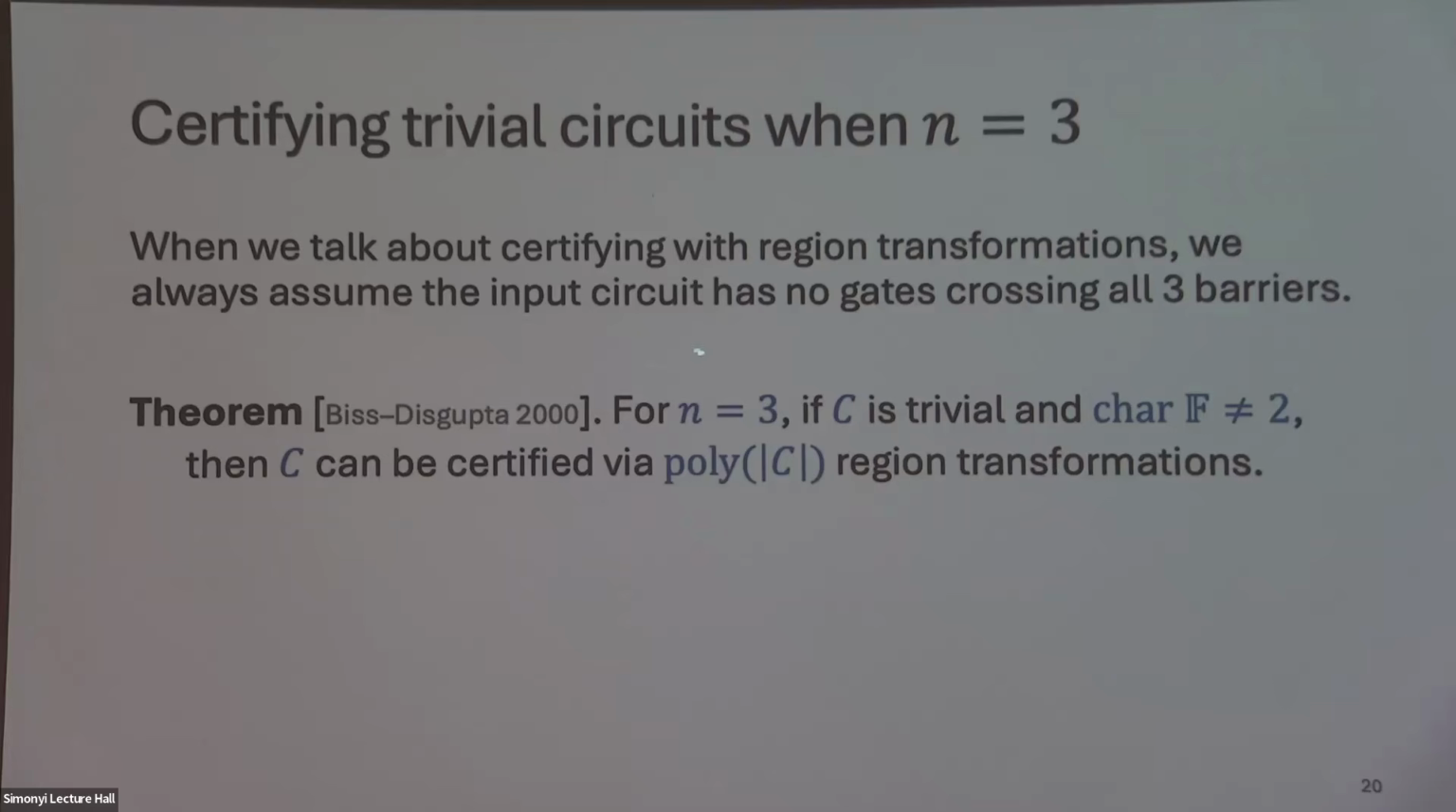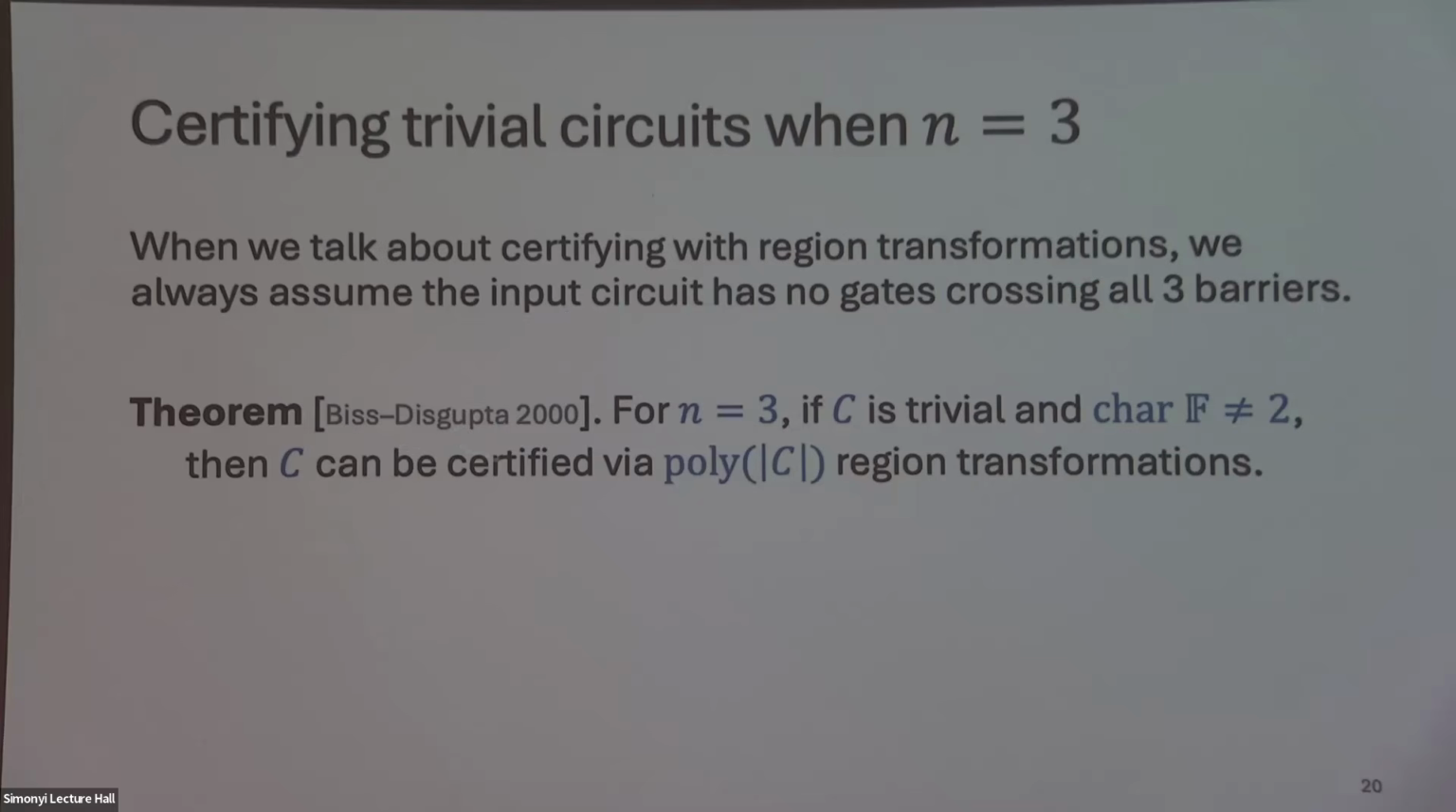So now we're thinking about, given an arbitrary circuit, promised that the circuit is trivial, like when you expand it and multiply all the matrices together, you get the identity matrix, and also the characteristic of the field is not 2, can you certify that the circuit is trivial using only these local transformations? And I want to point out that since these local transformations never cross barriers that were not already crossed, we should always assume that the circuit we start with has no gates which cross all of the barriers. Because if there's a gate which crosses all the barriers, then you can't eliminate it using these non-crossing transformations.